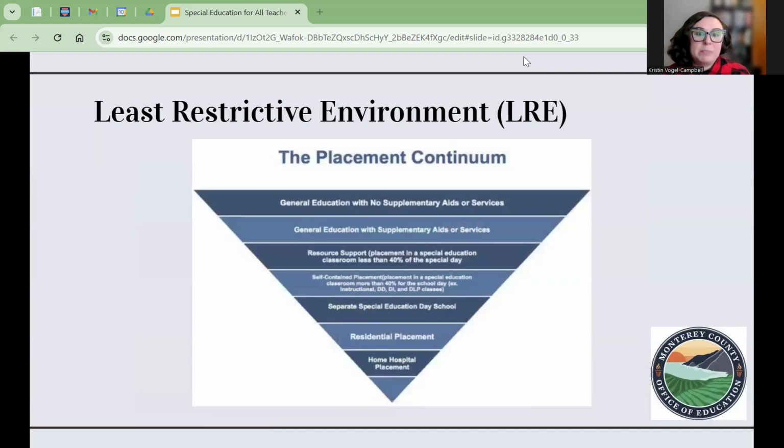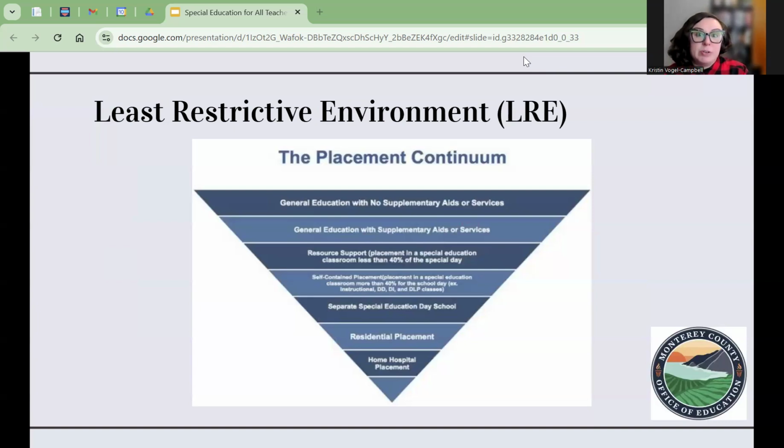The IDEA places a strong emphasis on placement in a general education setting. Under the IDEA, a student is guaranteed placement in the least restrictive environment possible. Therefore, an IEP team must explore a number of alternatives for enabling a student to participate in the general education classroom.